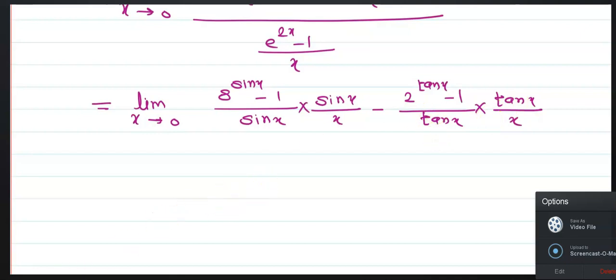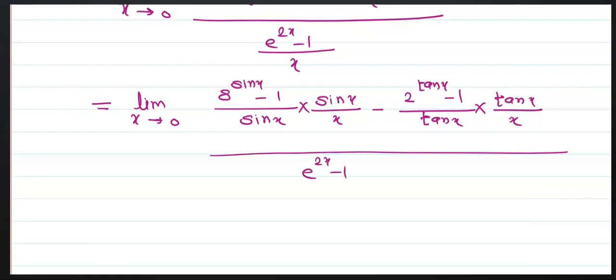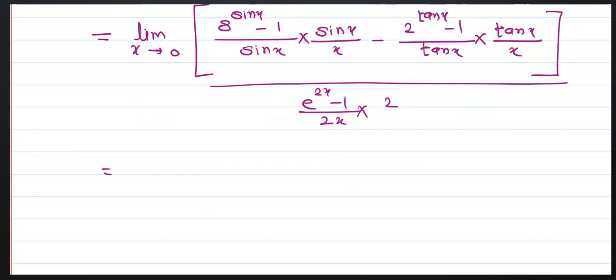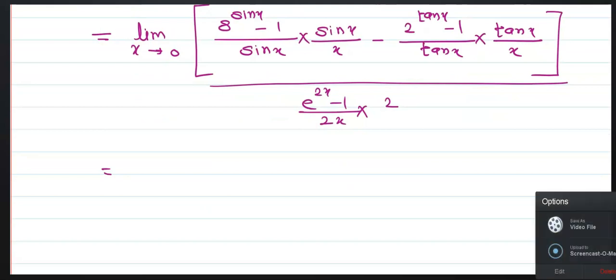Therefore, this whole is divided by e raised to 2x minus 1. Here we adjust the denominator to be 2, because the exponent of e raised to 2x is 2x. Therefore, here we require the 2, and it is balanced by multiplying the numerator by 2.